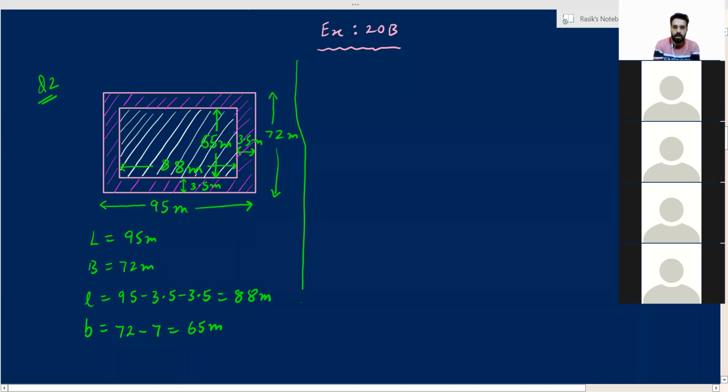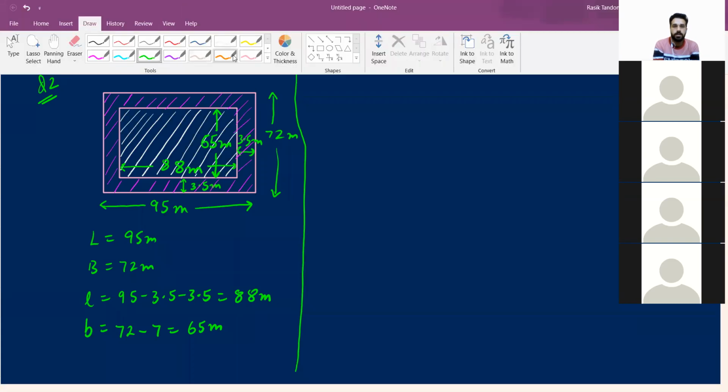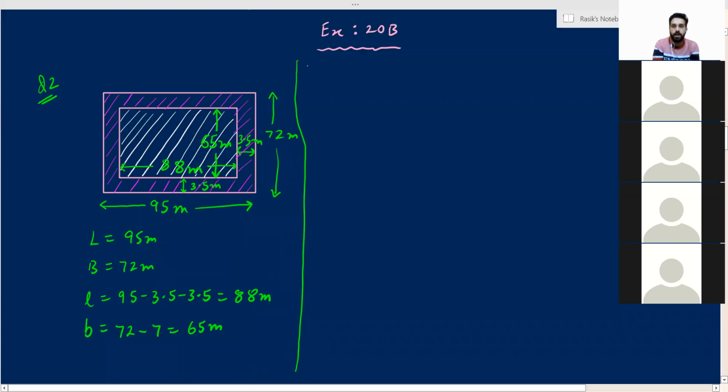Now, again we will find the cost of constructing the path. To find the cost of constructing the path, we will find the area of the path first. So area of the path is equal to area of outer rectangle minus area of inner rectangle. Area of outer rectangle is given by length into breadth, capital L into capital B, minus area of inner rectangle, small l into small b.